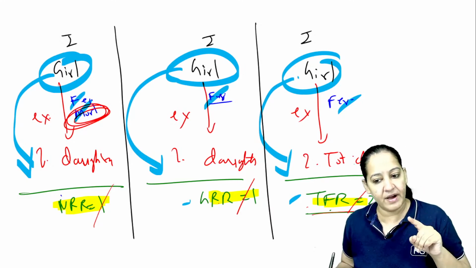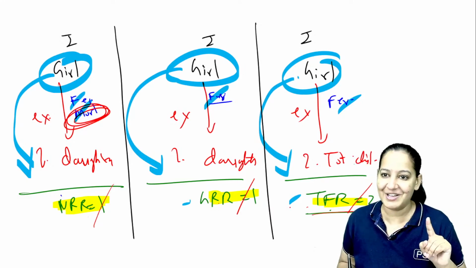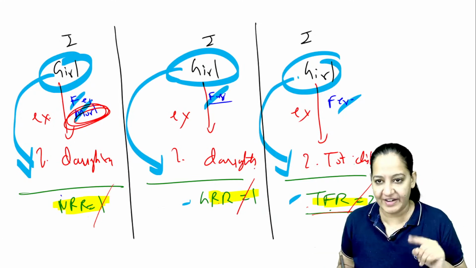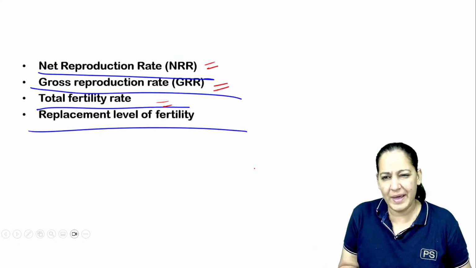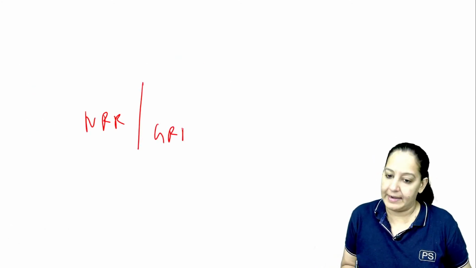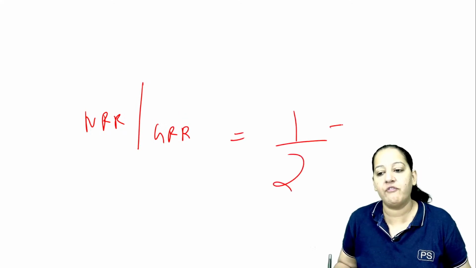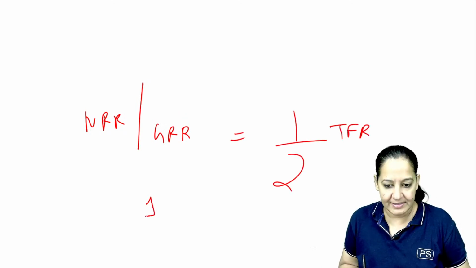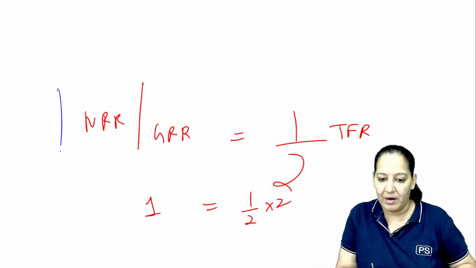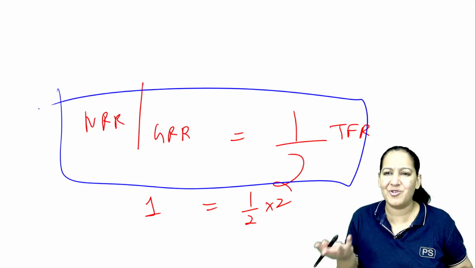Can I say TFR is double of NRR and GRR? Yes, of course, it's 2, double of 1. Or can I say NRR is half of TFR, NRR and GRR? So learn their correlation. Very easy to learn. So can I say NRR or GRR is equal to half of TFR? Their value is 1, that is half of 2. Half of 2 is 1. So please learn this formula. Students used to learn this formula. Why learn? Common sense.